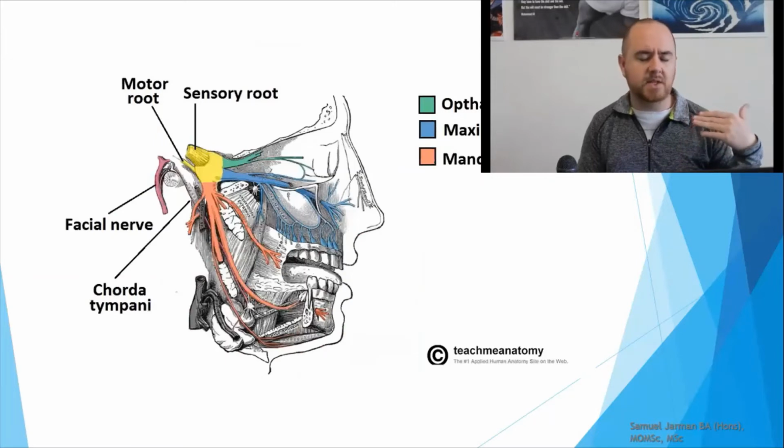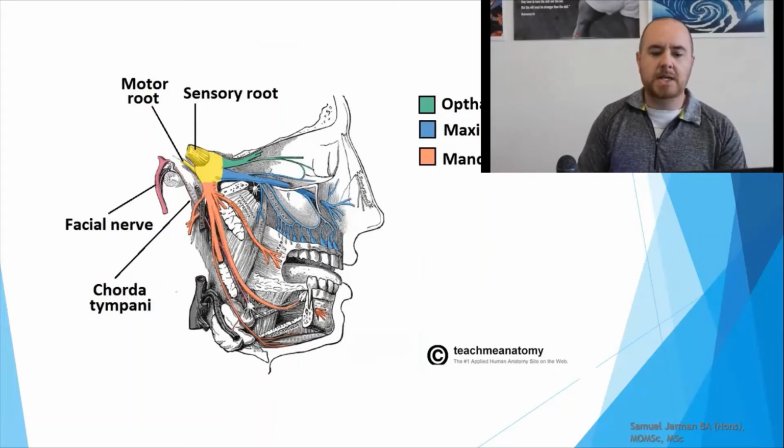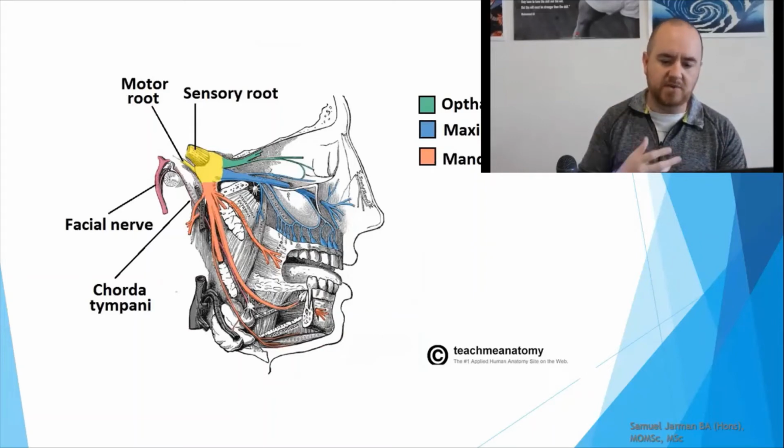As far as the nerve supply, or the motor nerve supply to the muscles of mastication, you're looking at V3, or cranial nerve 5 branch 3, which is the mandibular nerve or mandibular branch. Now, that's going to give you tone.